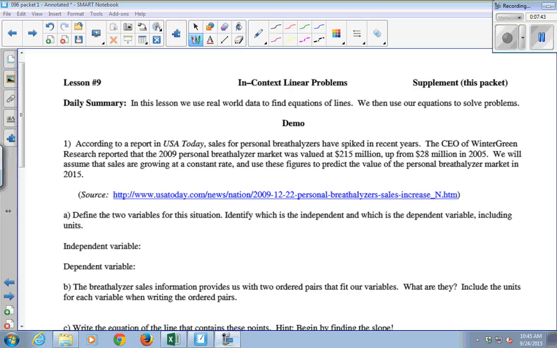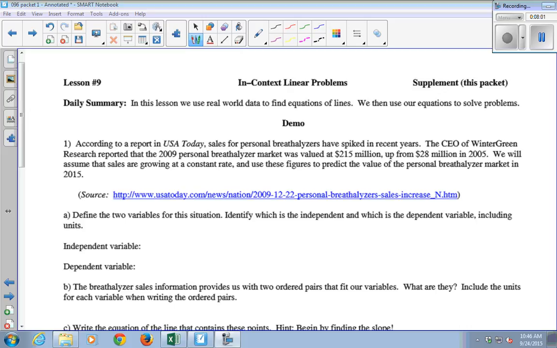Okay. Lesson 9, we're going to do some more in-context linear problems. So we won't be drawing lines of best fit, but this is going to be really similar to what you were just working on. So this should be some even more reinforcement of finding equations of lines with in-context problems.